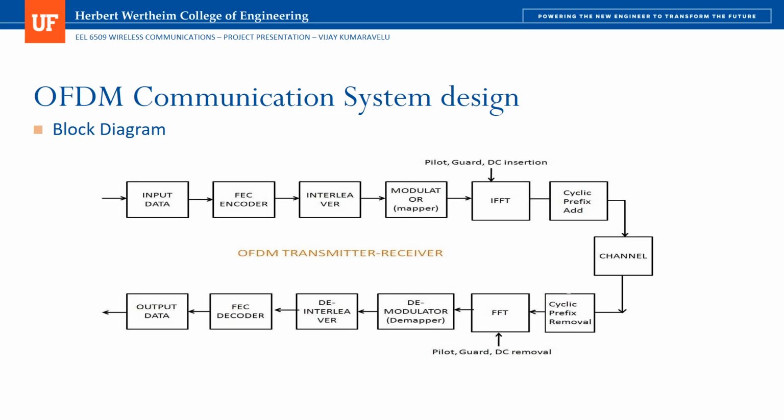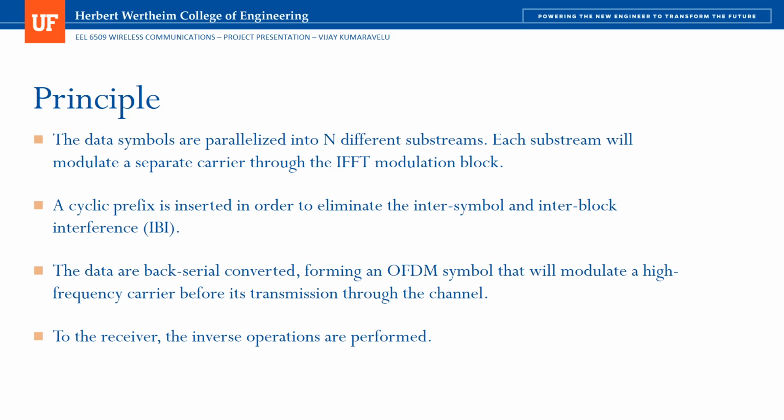So this is the basic block diagram of an OFDM communication system, where you have the blocks such as FEC encoder, interleaver, modulator, IFFT, cyclic prefix, and the AWGN channel, and basically the reverse operations on the receiver side. The basic principle used in the OFDM system is that the data symbols are first converted from a serial stream to a parallel stream, and each substream is then modulated through an IFFT modulation block.